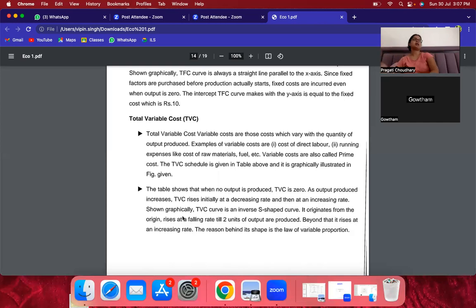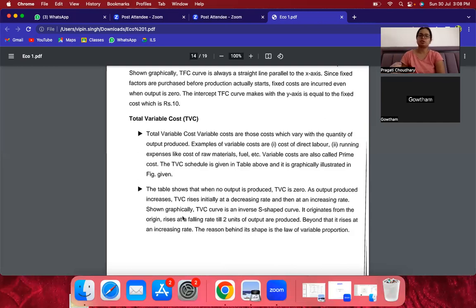Obviously, if you know that I need only 5 laborers today, you will be hiring only five laborers today. If you need more laborers the next day, you will be hiring more laborers the next day. You have heard about daily wage earners. How are they daily wage earners? You hire them for 500 rupees a day or 1,000 rupees a day. That depends. If I need more laborers, I'll hire more. So obviously that is the variable cost.